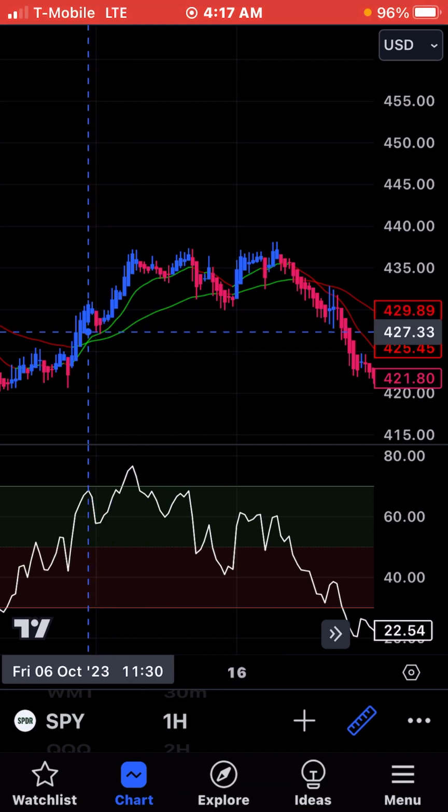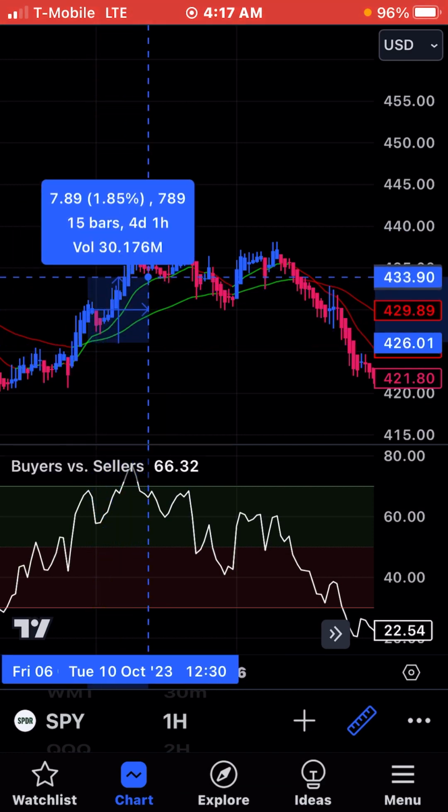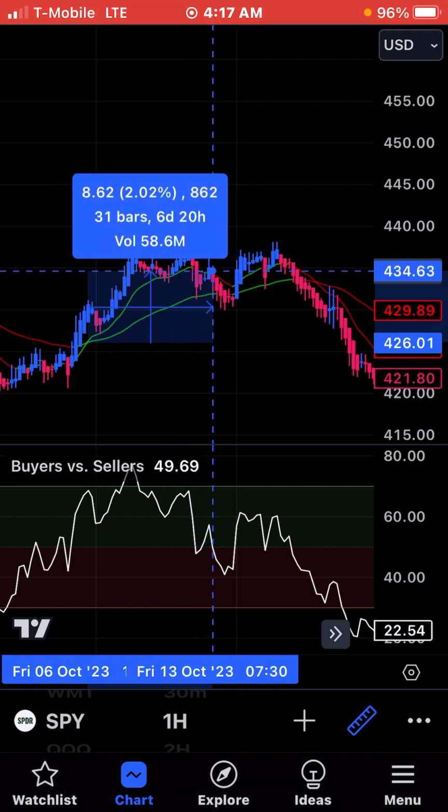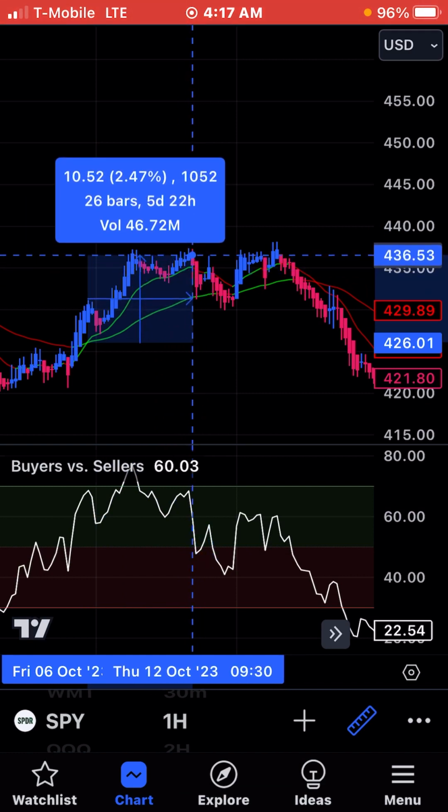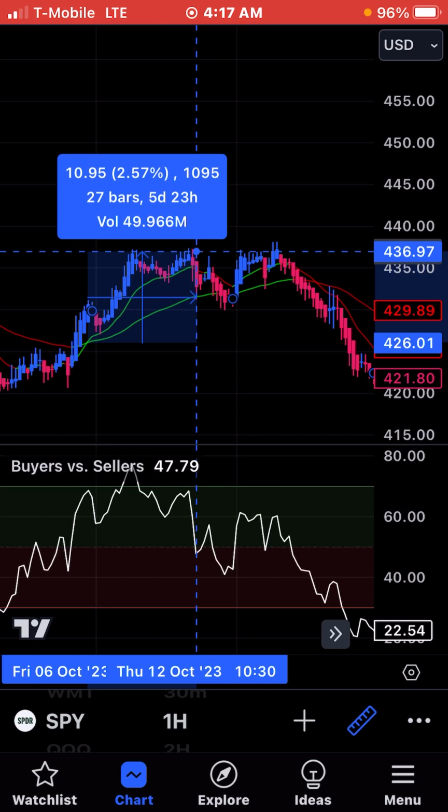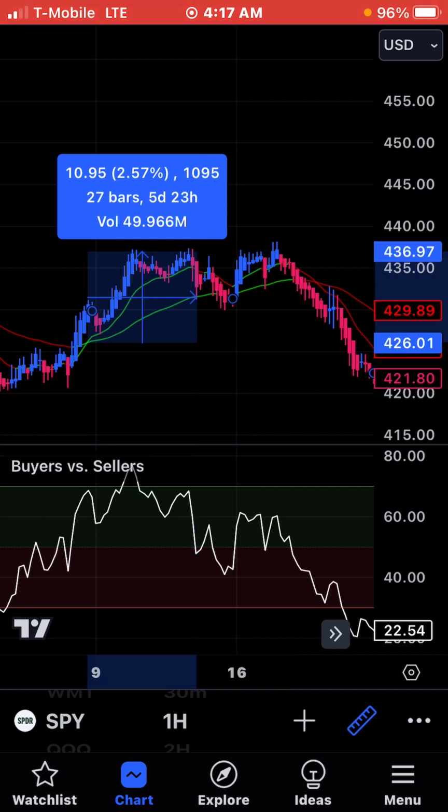You see it crossing on the hour right here. So you would enter here. Then you would look at your buyers versus sellers. Realize it's starting to dip right about here, so you can get out right about here. This is a $10 difference in price. So you made about $1,000 right there if you rode that out.